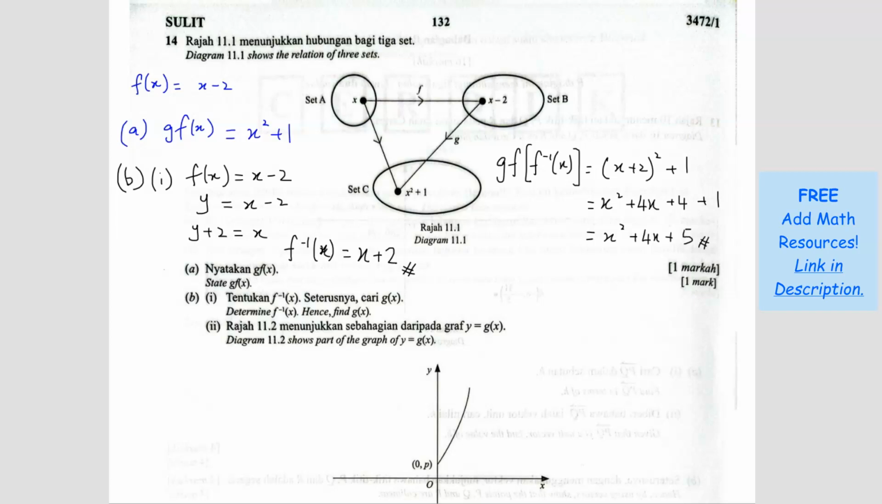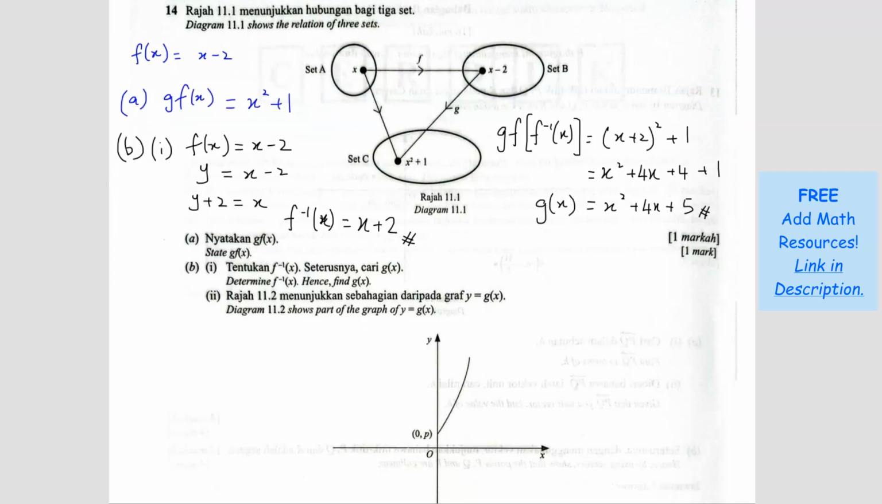So you already neutralize this. Okay, you already neutralize. So now you have g(x). So this is your g(x), x squared plus 4x plus 5. Alright, next. Oh wait, this is the first one.